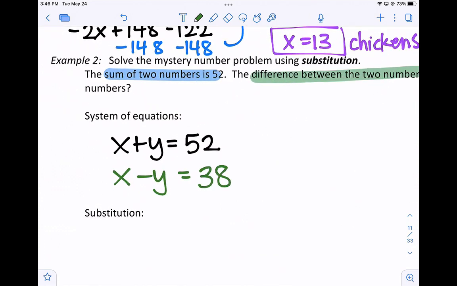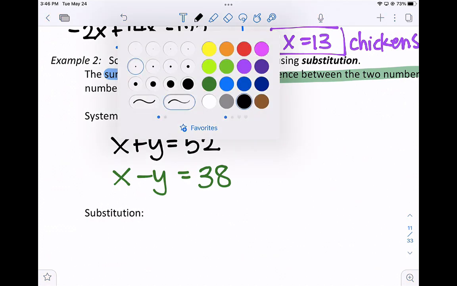So again, we could graph these and we could find the point of intersection. That's solving the system. Another way is to use substitution. So we're just going to pick an equation. It doesn't matter which one. So just pick the top one and let's solve for a variable.